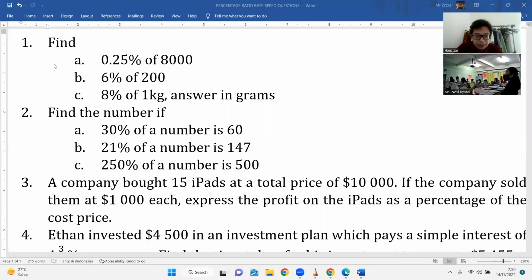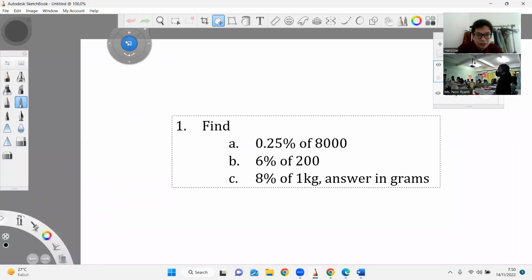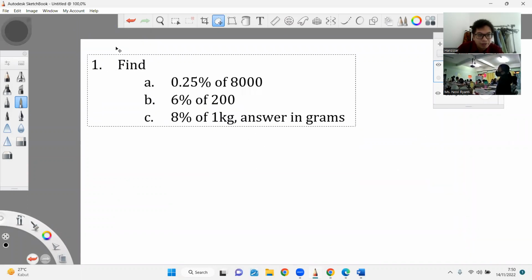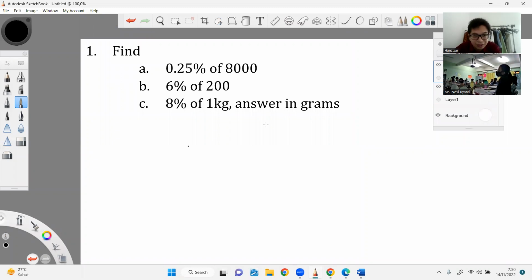So guys, pay attention. For number one, you are dealing with percentage. Find 0.25% of 8,000, 6% of 200, and 8% of 1 kg, with the answer in grams on question 1C. So how do you solve this? First things first, you need to know that the word "of" means multiply. That's the rule. That's the shortcut.